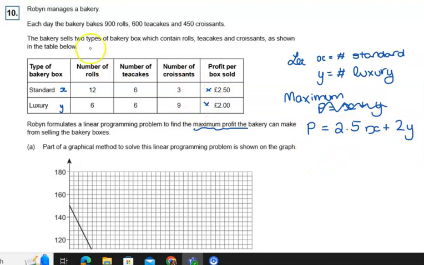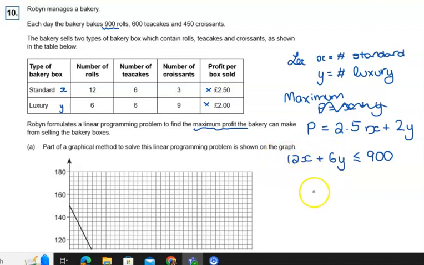All right, now let's look at the constraints that are going to be on this problem then. So they make 900 rolls. So in a standard box, we've got 12 rolls, and in a luxury box, we've got 6 rolls. So the number of standard boxes times 12 plus the number of luxury boxes times 6 has got to be less than or equal to 900, because that's the maximum number of rolls we can have. And we need 12 rolls for a standard, 6 rolls for a luxury.